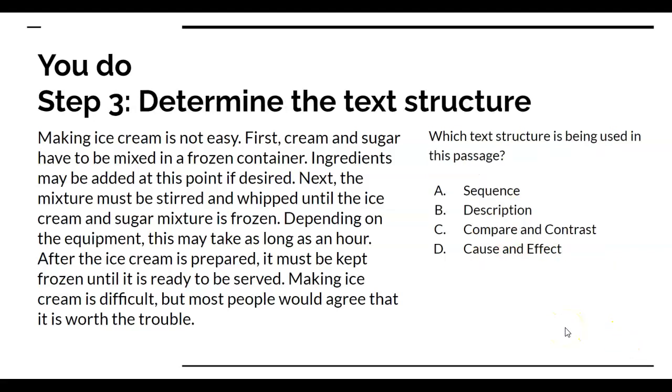So based on that information, what do you think is the text structure? Is it A, sequence, B, description, C, compare and contrast, or D, cause and effect? The correct answer was A, sequence. Remember, sequence tells you the steps in order to do or to make something, and this is telling us the steps to follow to make ice cream.